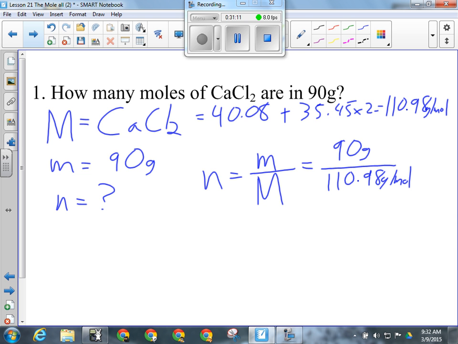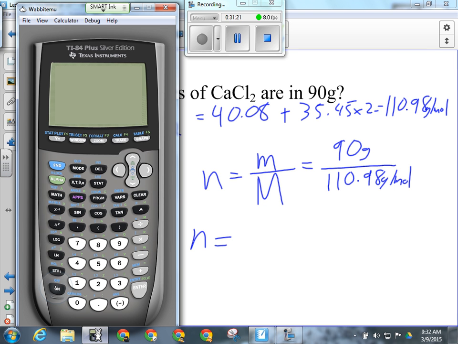Do I have more than 1 mole or less than 1 mole here? Less, yeah. 90 is less than 110, so I'm going to get a decimal. That's okay. It's all right to have less than a mole. So we got 90 divided by 110.98. We got 0.811 moles. I'd say take it to 3 decimal places for this.